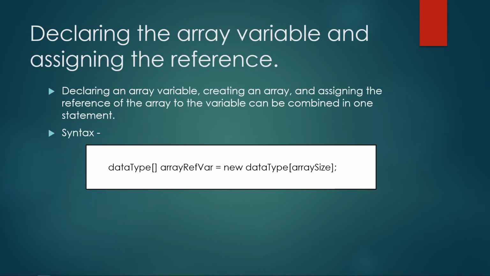When it comes to declaring the array variable and assigning the reference, this can be done in one statement. So, as you can see here, we write the data type, put the square brackets, and we give a name for the array reference variable. Next, we straight away equate it to the new data type and we write the array size. So, we declare the array variable, we create an array and we assign the reference of the array to the variable all in one line.